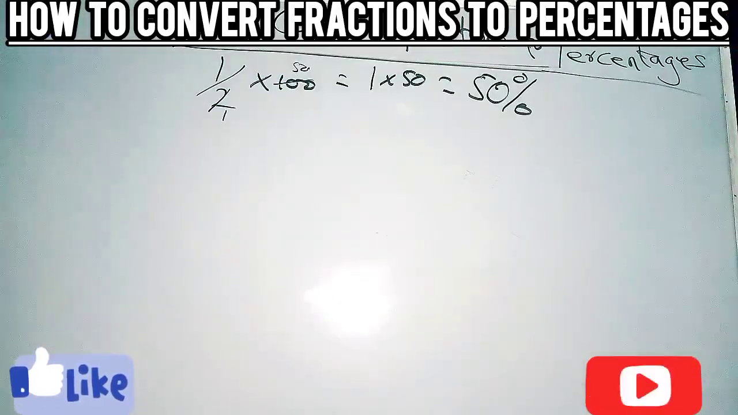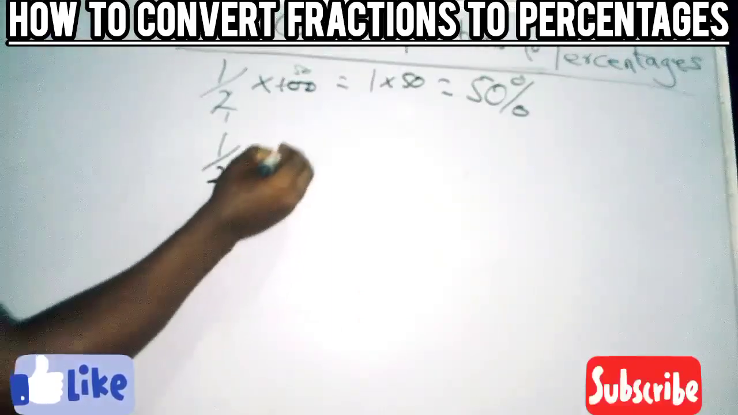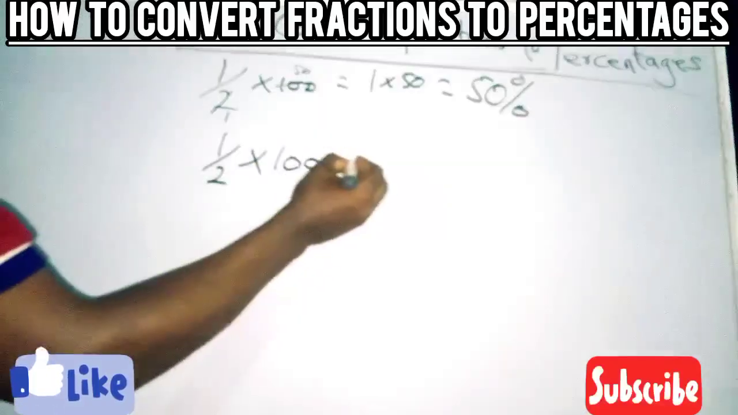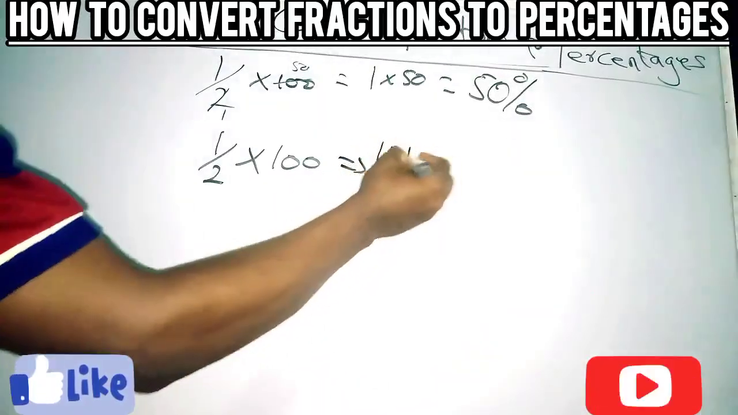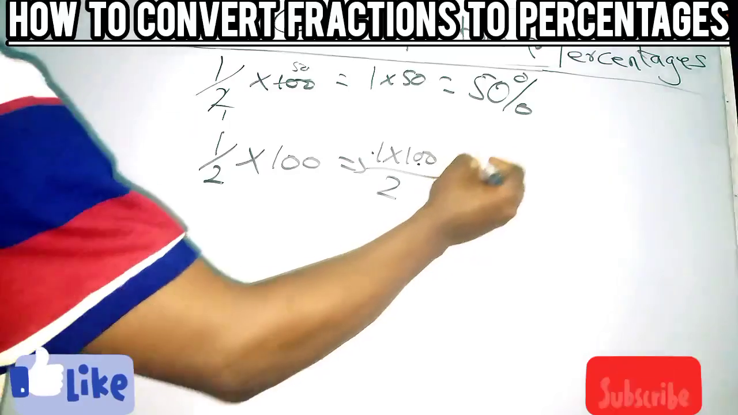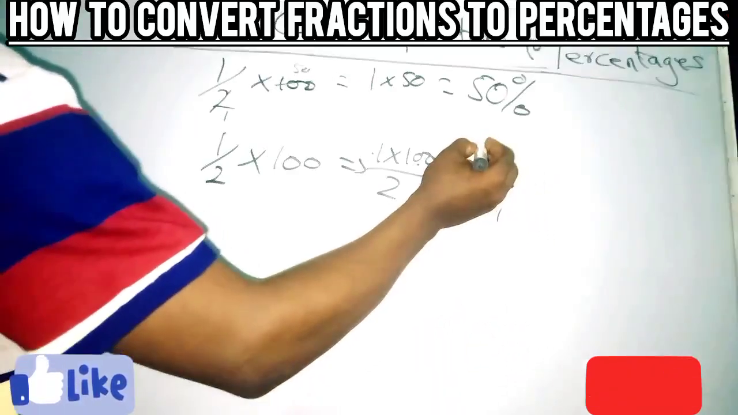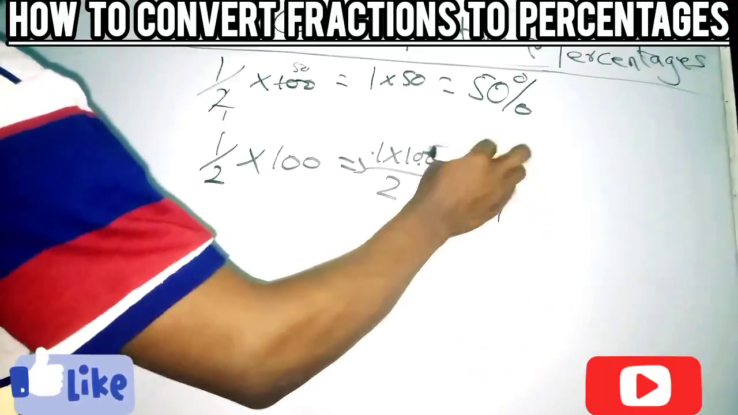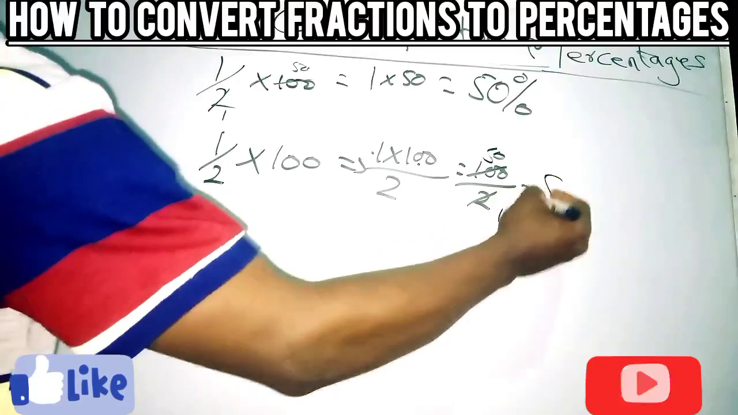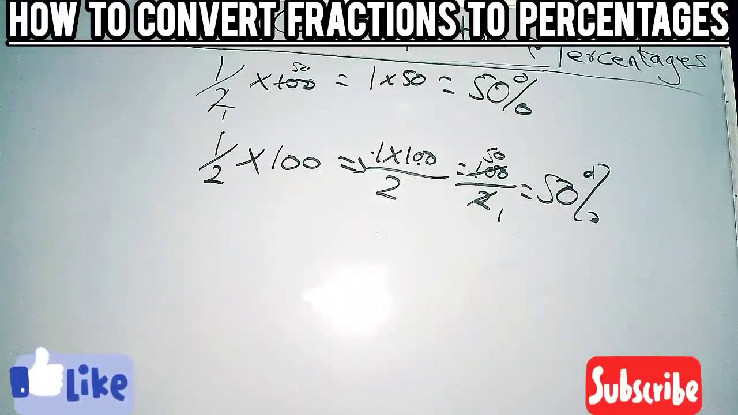Another form of going about the same thing, as you have 1 over 2, is to first of all multiply it by 100. Then you have 1 times the 100 all over the 2. So this and this will give you 100 divided by 2. This will cancel itself 1 and cancel here 2, cancel here 50 times. So you now have your 50 and then you add your percentage sign. Either of them is okay for you.